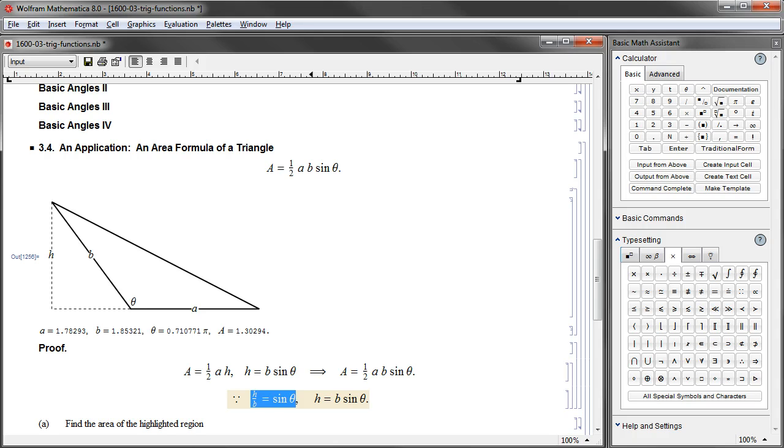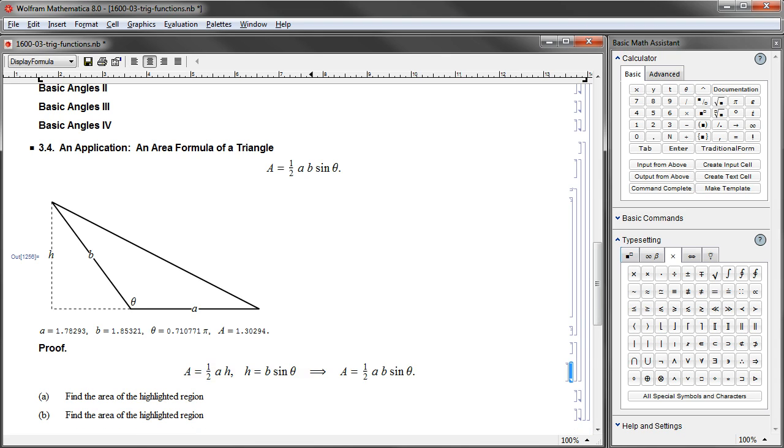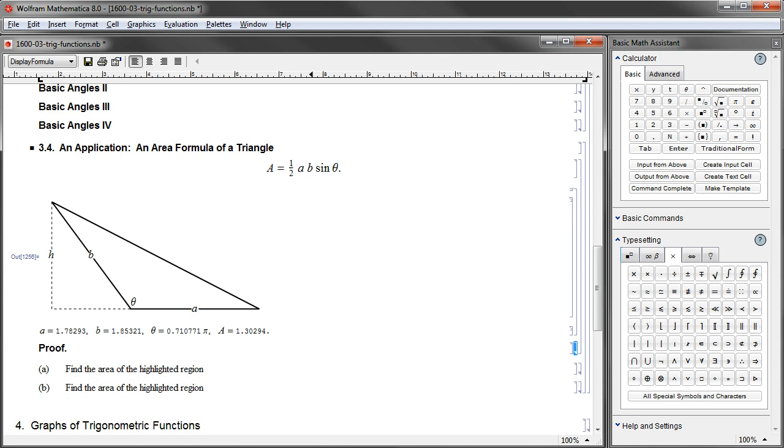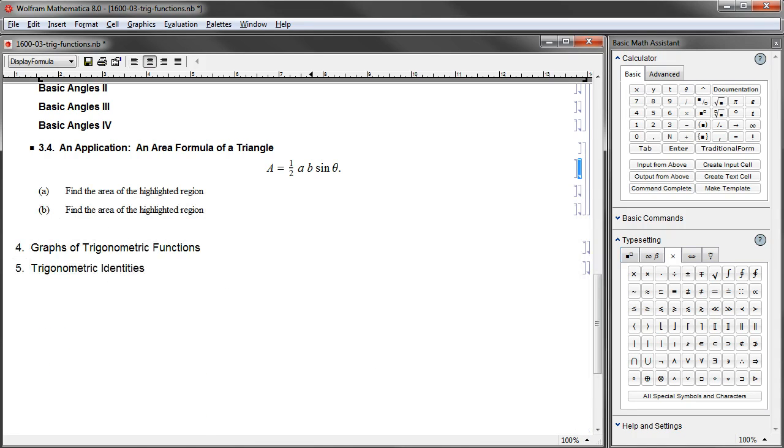So what do you get? h is equal to b sine of theta. Substituting h equals b sine of theta into the original area formula, 1/2 a h, we're going to get the desired formula: A is 1/2 a b sine of theta. Okay, we proved it. So let's do a couple of exercises.